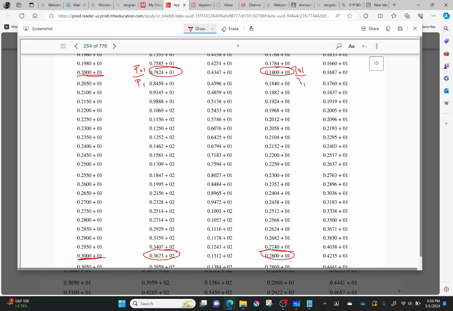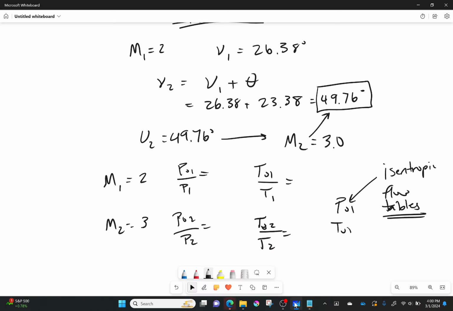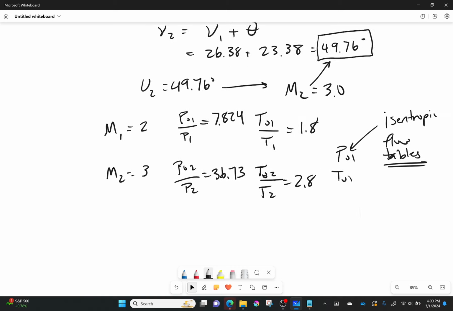Now, because I'm just following along, I don't have to worry about writing all this down, so let's go ahead and jump back and write down those numbers. But just remember, if you don't see it here, you can look up at the top to see what the headers are. And we're just matching it to our Mach numbers. Okay, that's all we're doing here, matching it to our Mach numbers. Okay, back to it. Let's get those values written down. So I've got 7.824. I have 1.8, 2.8, and finally 36.73. Okay, we got that stuff right there.